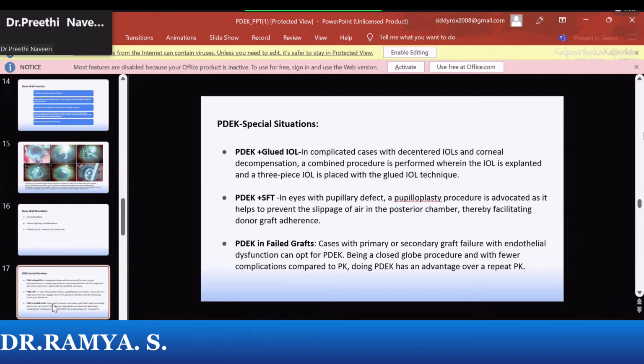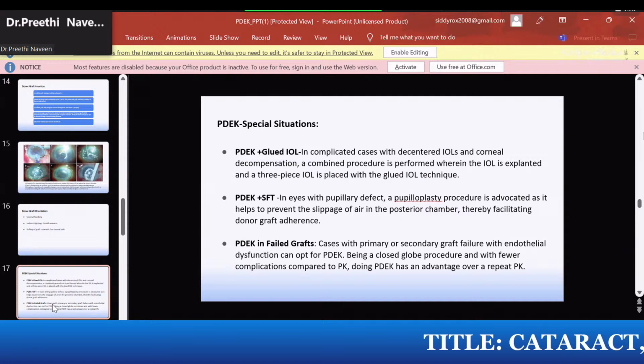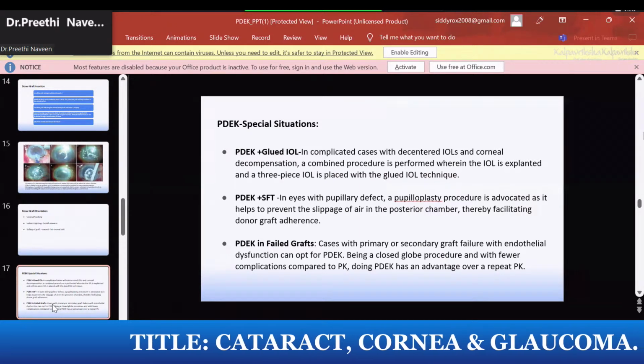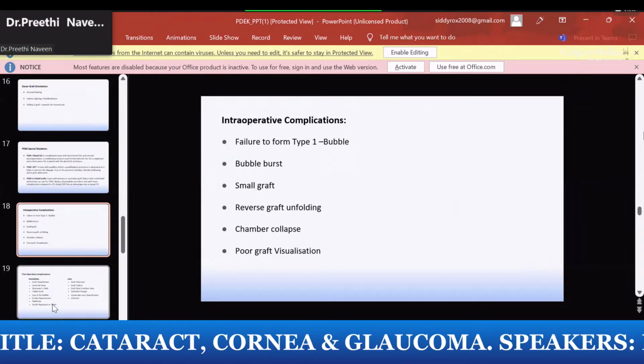before you put in air to fix it to the donor cornea. PDEK and failed grafts: sometimes when we do therapeutic keratoplasties, instead of going in for a full thickness cornea transplant, we would prefer to do PDEK cases. It has the added advantage of not doing a full thickness transplant again.